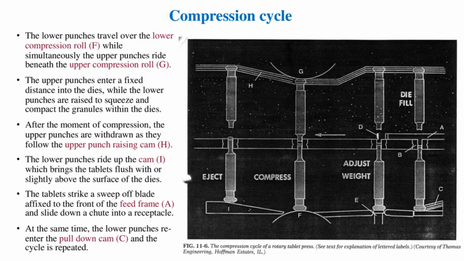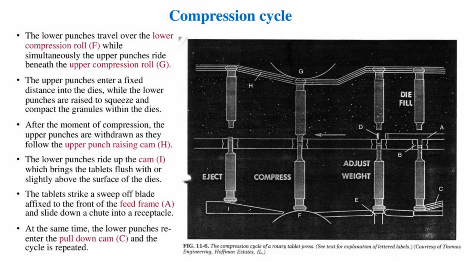Compression cycle: the lower punches travel over the lower compression roll, while simultaneously the upper punches ride beneath the upper compression roll. The upper punches enter a fixed distance into the dies, while the lower punches are raised to squeeze and compact the granules within the dies.